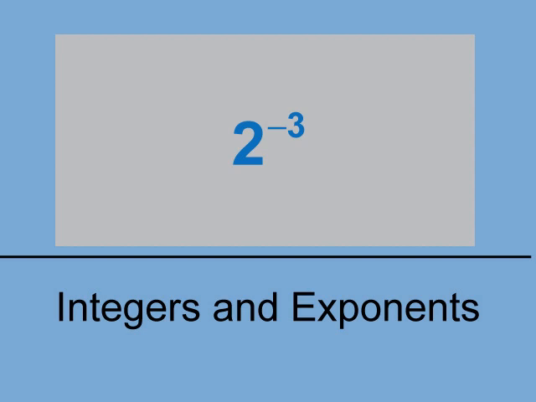You've seen how to add, subtract, multiply, and divide integers. The properties of integers affected the sums, differences, products, and quotients. In this video, we look at the properties of integers and how they affect exponents of numbers and expressions. Let's start with an example.